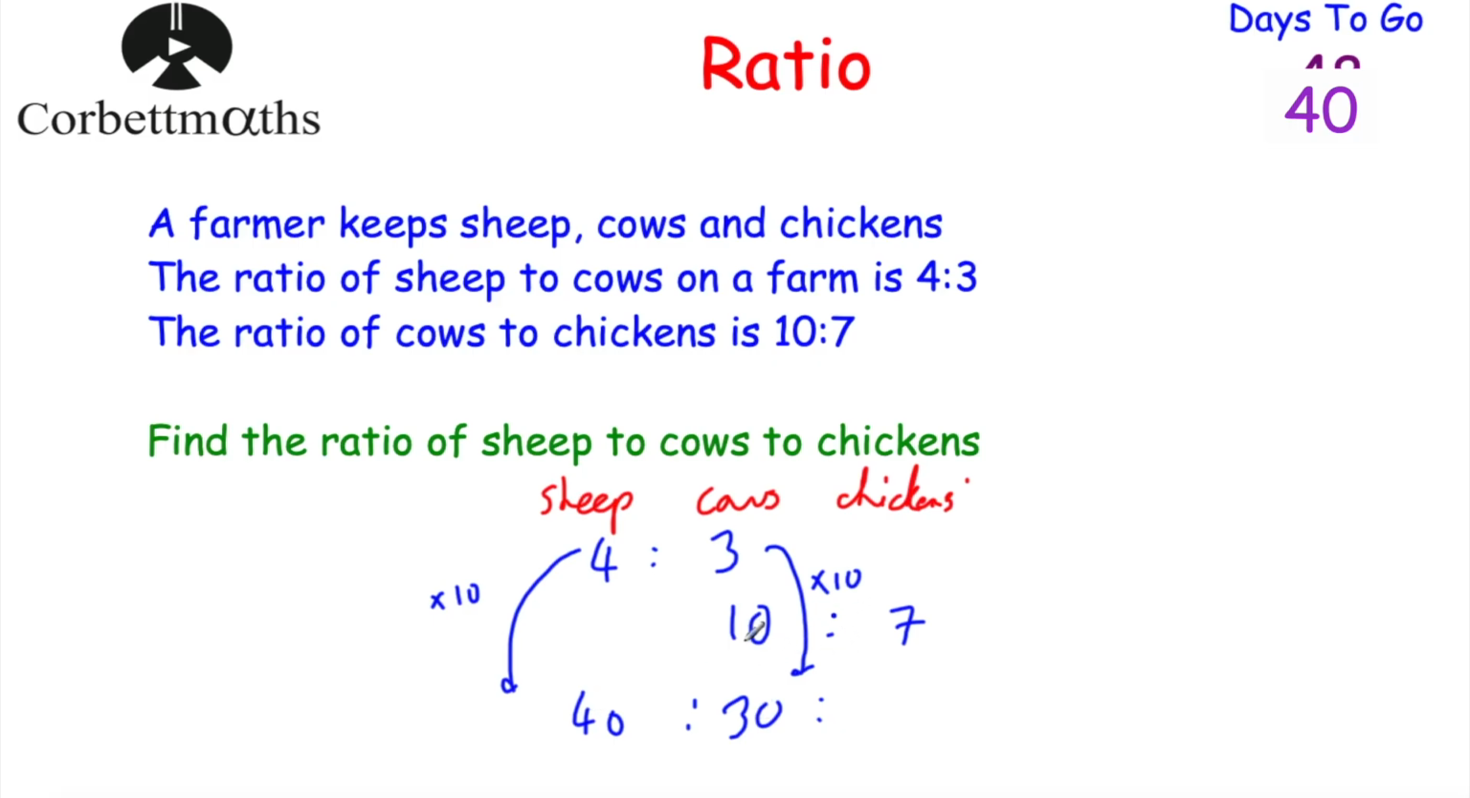And now if we look at the other ratio, for every 10 cows there's 7 chickens. Well, to get from 10 to 30, we multiply by 3. So that means if we multiply 7 by 3, there'll be 21 chickens. So if we had 30 cows, that'd be 21 chickens. Now this is a ratio. The ratio of sheep to cows to chickens would be 40 to 30 to 21. And that can't be cancelled down, so that's our ratio of sheep to cows to chickens.